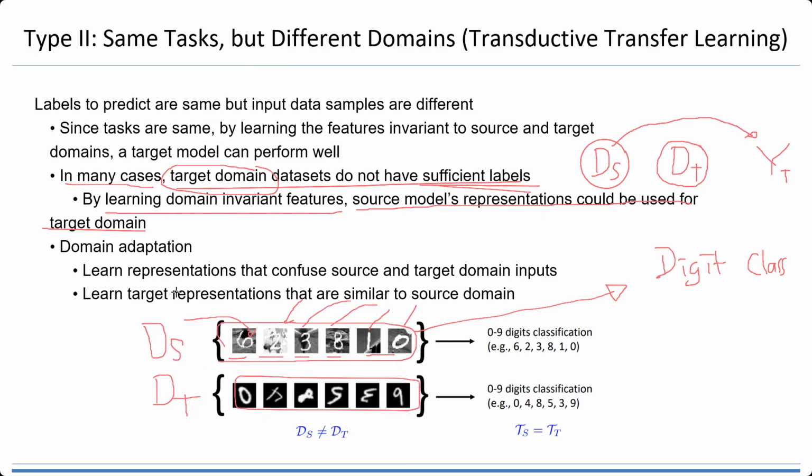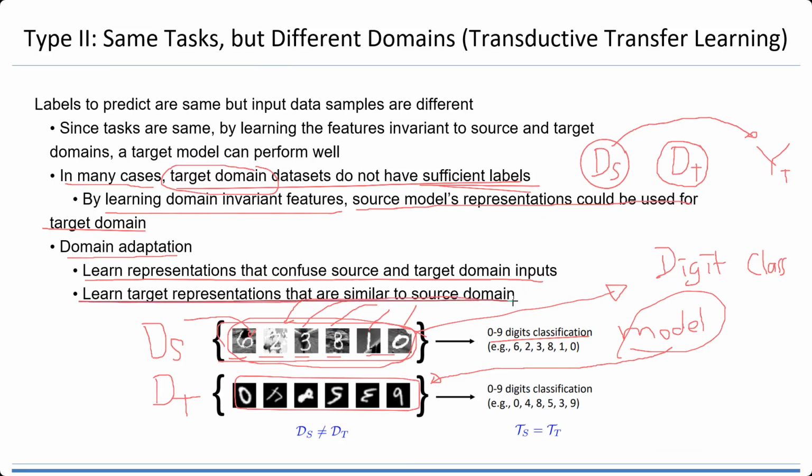Now, we want to learn the representation from this data. We know that this is a digit classification. We can get the features, and after we have the model, we want to transfer this model to recognize the digit in this data. So we call this domain adaptation. Learn the representation that confuses source and target domain inputs, and learn the target representation that is similar to the source domain.